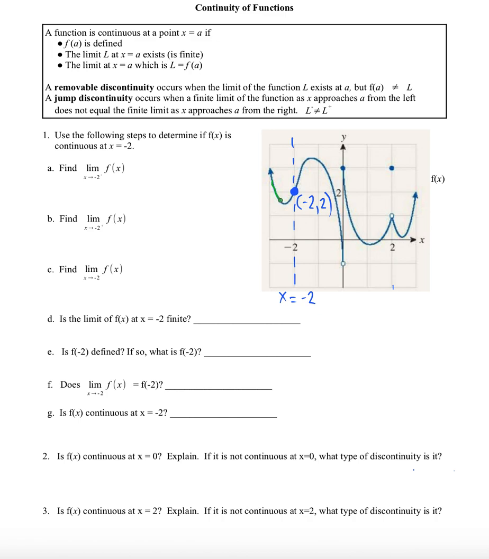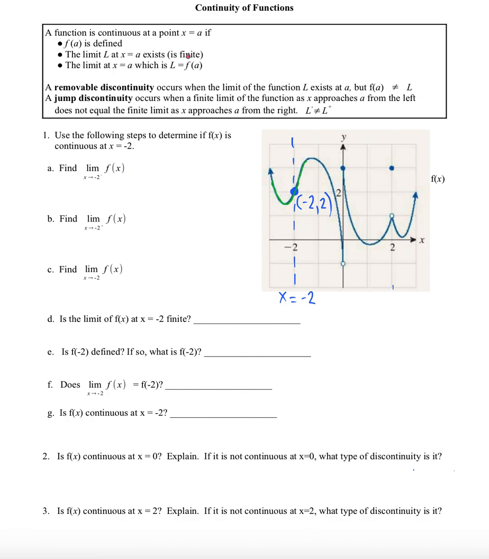I'll trace the curve, and do I have to lift my pencil as I go through the x of -2? And the answer is no, I don't have to lift my pencil. So that's actually an indicator that the function is continuous at -2. But let's look at some of the ways to show that it is continuous. We need to show that the limit exists and is finite.